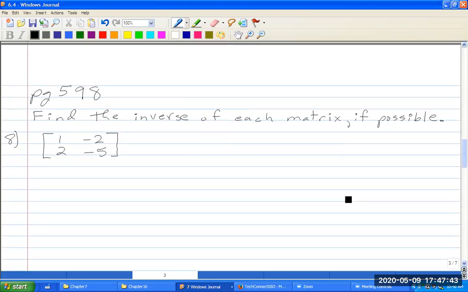Page 598, find the inverse of each matrix if possible.